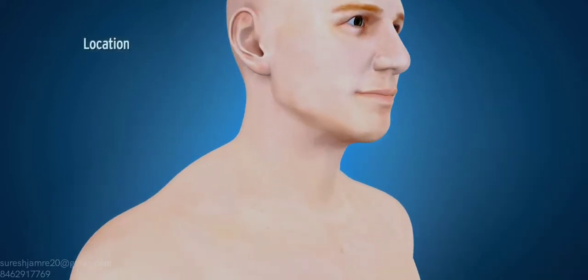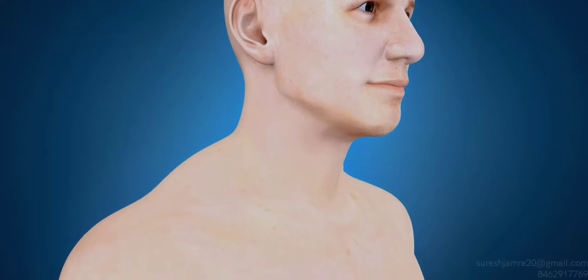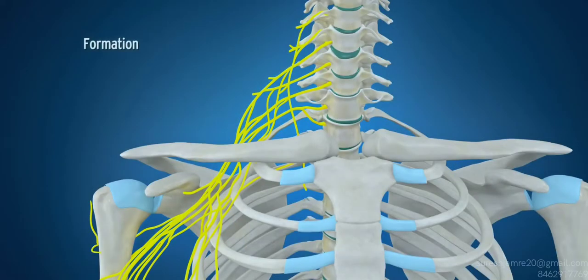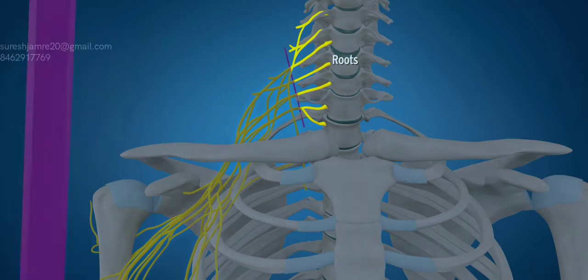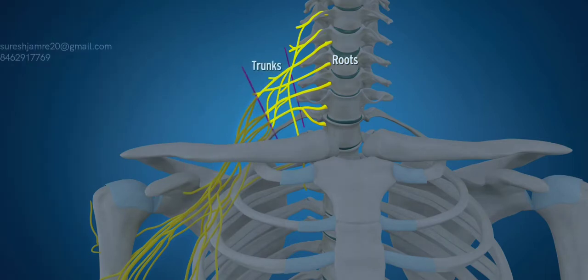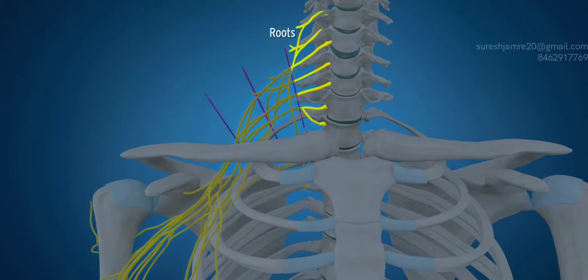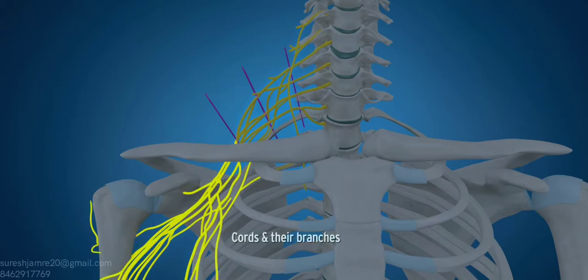Location: the brachial plexus lies partly in the posterior triangle of the neck and partly in the axilla. Formation: the brachial plexus consists of roots. The roots unite to form the trunks, which divide and again reunite to form cords. Cords divide into branches that supply the muscles and skin. The roots, trunks, and divisions are supraclavicular. The cords and their branches are infraclavicular.